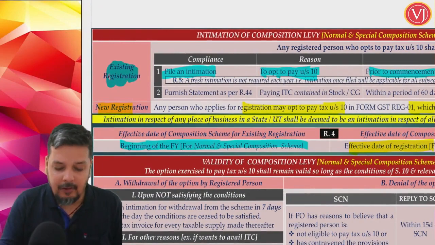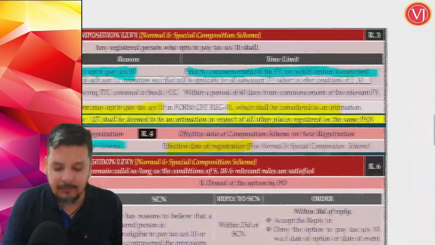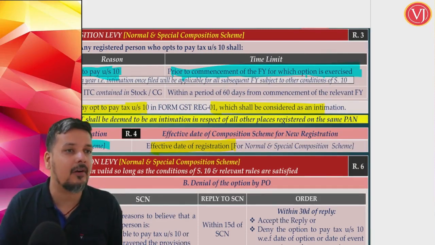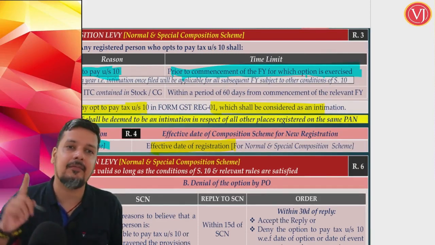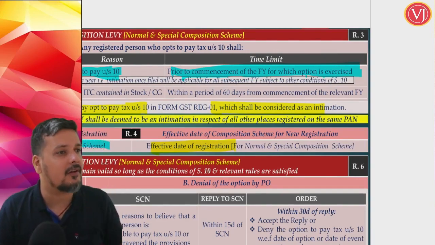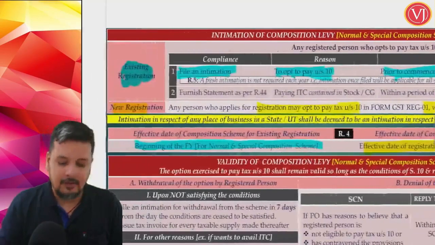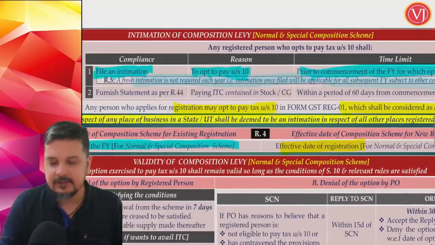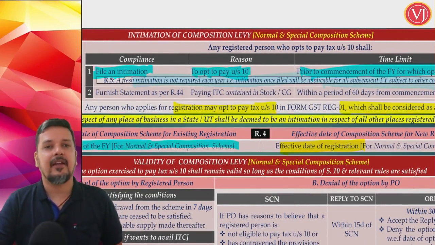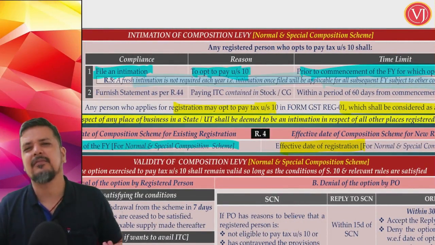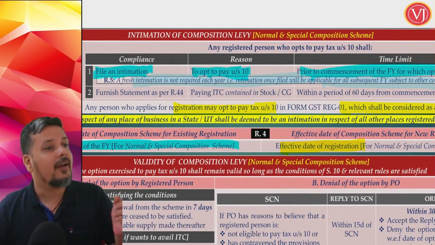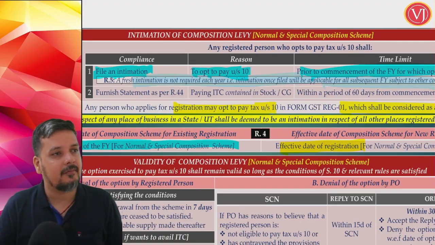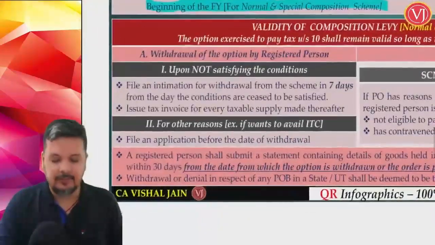next financial year, for which I have to give intimation before the commencement of next financial year, which means before 31st March. But please understand, this intimation is not required when you are already under composition scheme. If I am already under composition scheme and next year I want to continue, by default I will be inside. It is required when I am switching over from regular scheme to composition scheme. That is all about entry.